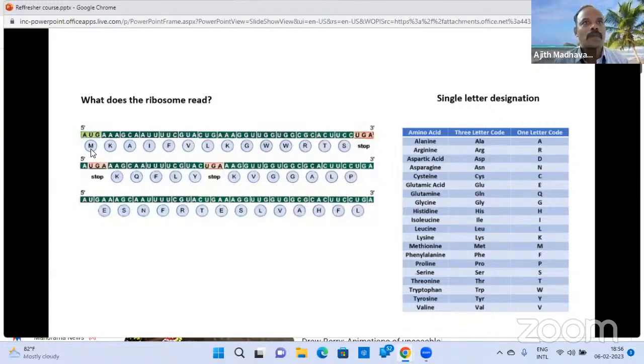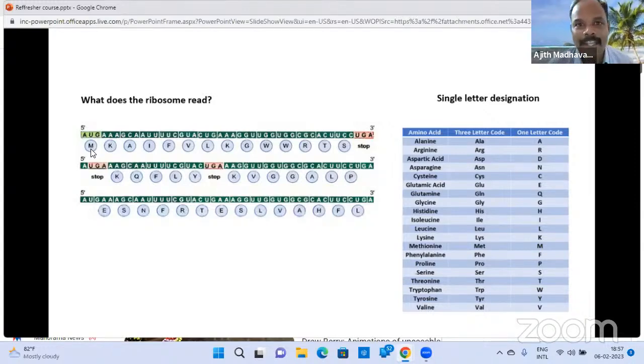Whether it is nucleotides, 4 power 2, 16 alone is possible if I'm correct mathematically. So you have 4 nucleotides and 2 of them come together to form words. But you have 20 amino acids. So even a combination of 2 falls short of representing 20 amino acids.